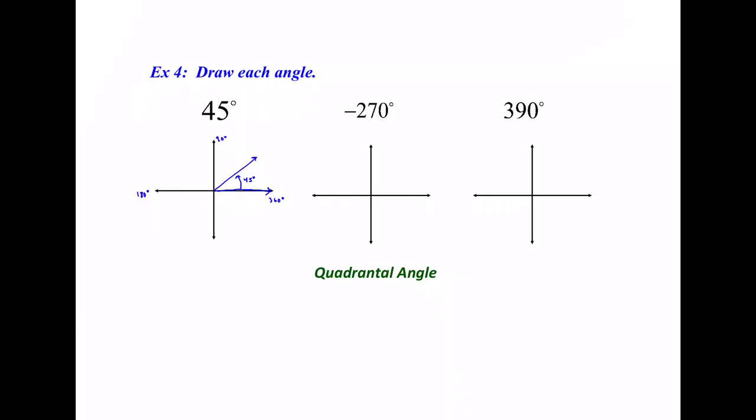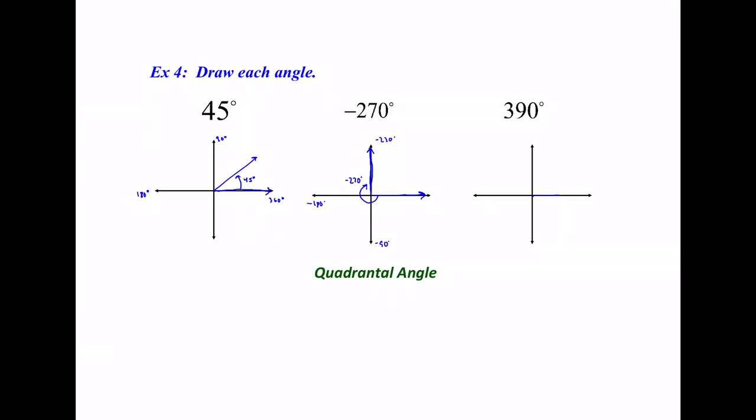What about negative 270? Once again, your initial side. Negative is the direction you're going, so we have negative 90 degrees, negative 180 degrees, and if you add 90 to 180, that's negative 270. So here's your terminal side, and you're rotating in the negative direction. So that's negative 270 degrees, and you have to label that as degrees.